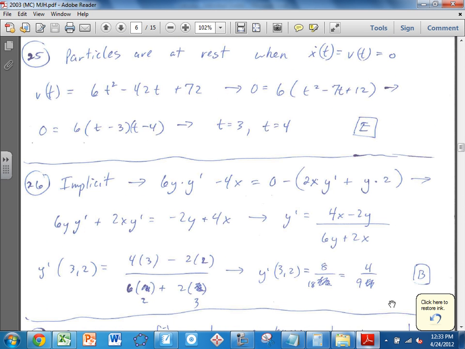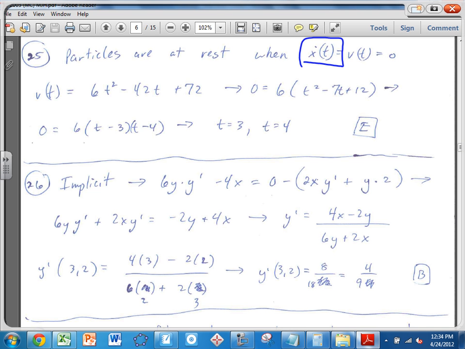25 should have been generally straightforward here. Okay, generally straightforward. So particles are at rest. It says, what does 25 ask about? It says find when the particle is at rest. Okay. So particles are at rest when the velocity equals 0. What were we given in this problem? Were we given the velocity or were we given the position? We were given the position, though we can find the velocity. We were given x of t. If we take the derivative of x of t, this is what we get for v of t, right here.